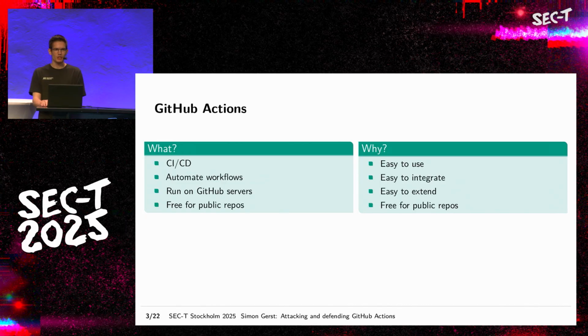And why GitHub Actions? GitHub Actions are pretty easy to use. You can integrate them into the whole workflow on GitHub. You can make them react on issue comments, if somebody opens a new PR, pushes a commit. They are also easy to extend. You can just write some bash script or some JavaScript to extend it. And again, they are free for public repos, so I guess that's why they are so popular.